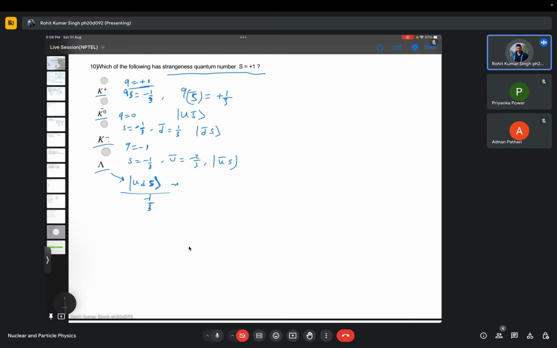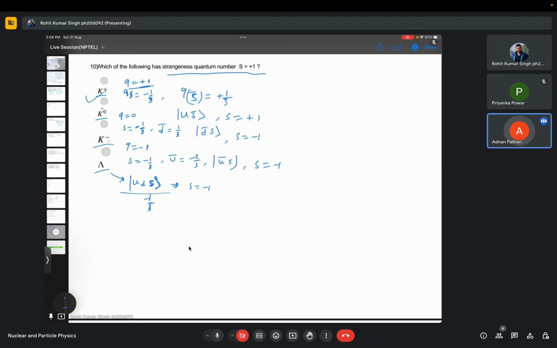So then what is the strangeness? For one strange quark you get a strangeness minus 1, right? So here also minus 1, here also minus 1, here also minus 1. Now here you have s bar, so its strangeness is plus 1. So K plus is true.